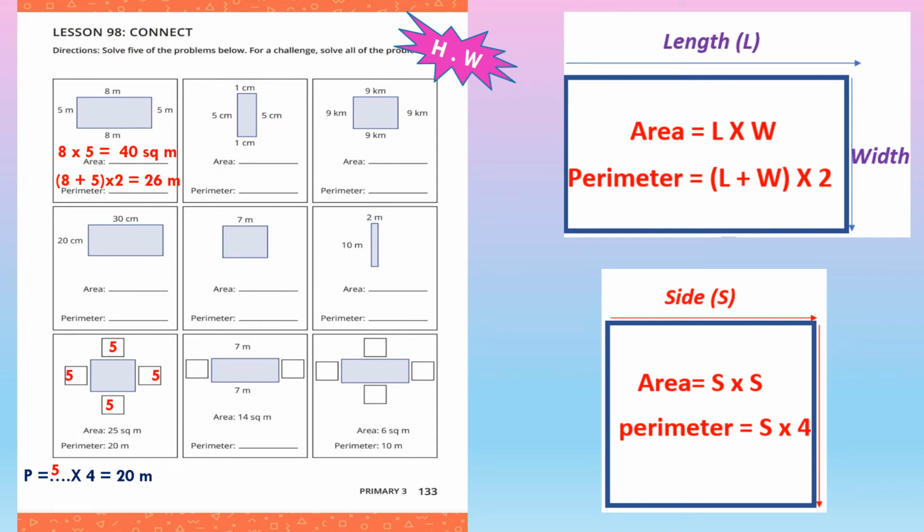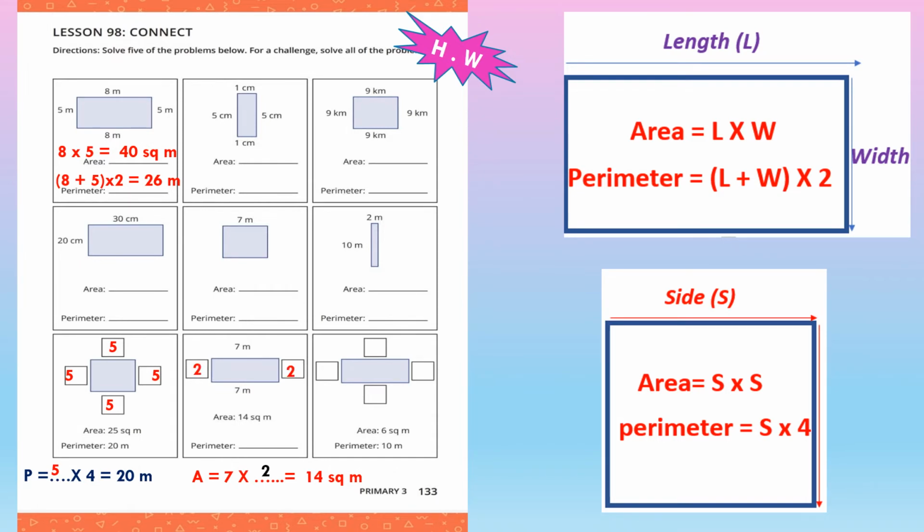The next one, we have here a rectangle. Its length is 7 meters, and I want to know the width. Here we have the area equals 14 square meters, and we know that the area equals length times width. So 7 is the length. 7 times what equals 14? Yes, great, 7 times 2. So the width equals 2.